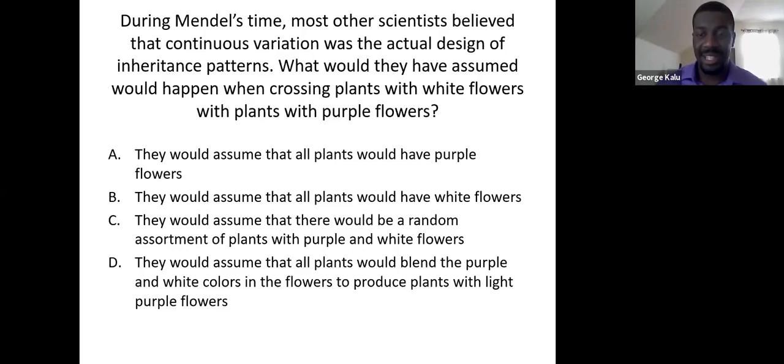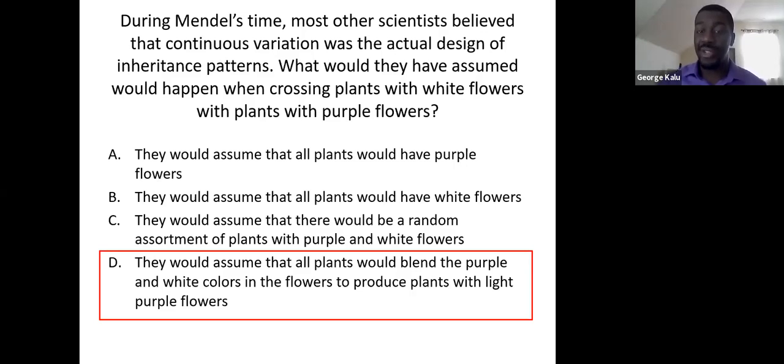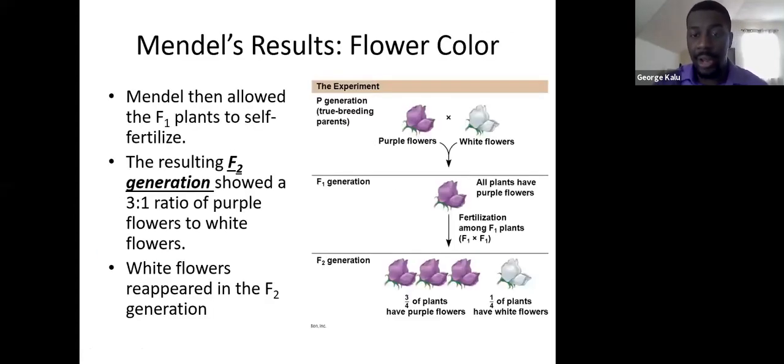Yeah, so everyone's getting this one right, perfect. So other scientists would have assumed that you would have ended up with a blend of the two colors. It would be a combination of both purple and white, so you would end up with light purple flowers. But in fact, that's not what we saw. What we ended up seeing was that all of these plants in the F1 generation ended up being fully purple.